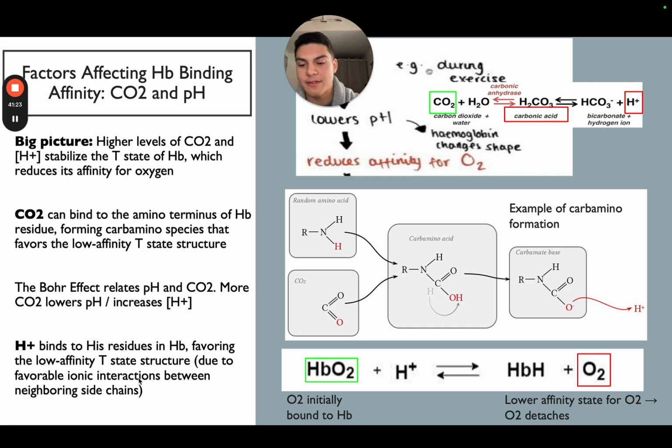And this is due to the favorable ionic interactions between the neighboring side chains. If you look at it, it has to do with an aspartate and a histidine residue. So it's pretty interesting to look at. It's in the lecture notes. And this is an equation showing that the hydrogen ion is displacing the oxygen as well.